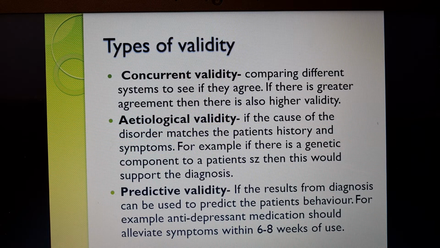You've also got predictive validity, which I've touched on already. This is if the results from the diagnosis can be used to predict the patient's behaviour. For example, antidepressant medication works within 6 to 8 weeks of use because it takes a while for the levels of neurotransmitters in the brain to change. So that's predictive validity, being able to predict the patient's behaviour based on your diagnosis.